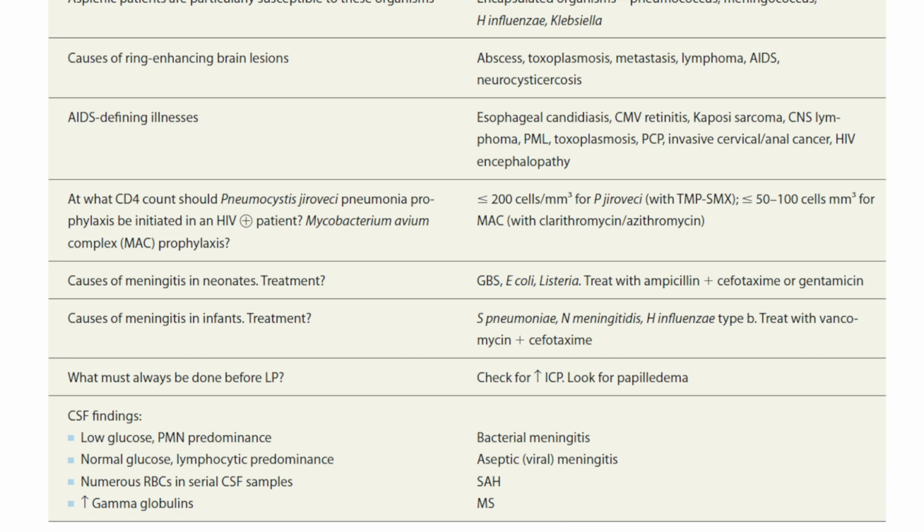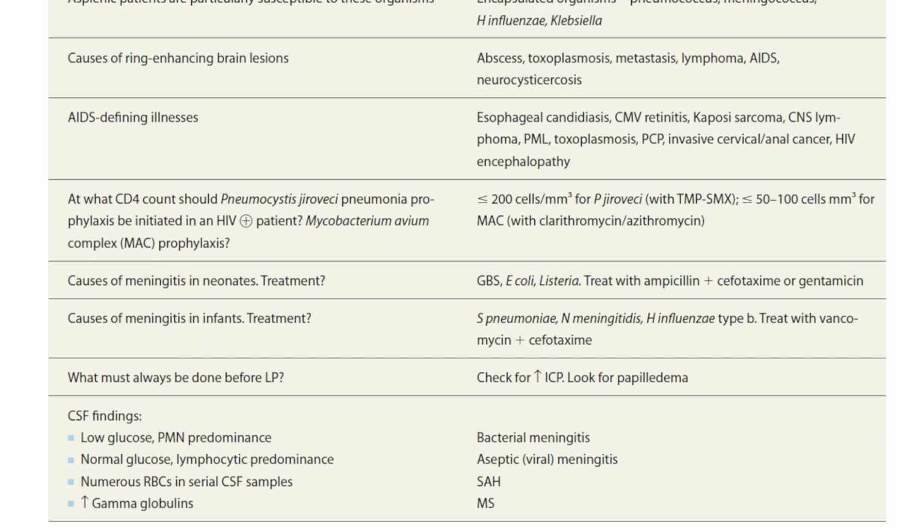So the answer is less than 200 cells per mm³ for Pneumocystis jirovecii, with trimethoprim-sulfamethoxazole, and less than 50 to 100 cells per mm³ of blood for MAC, Mycobacterium avium complex. In this case, we use clarithromycin or azithromycin.